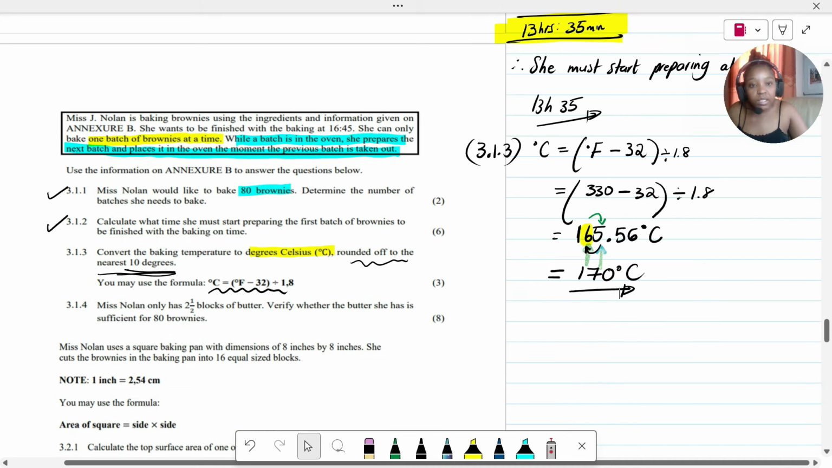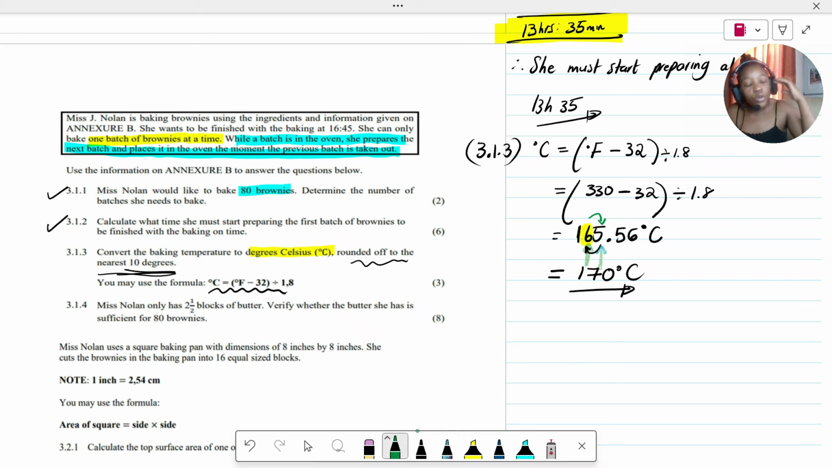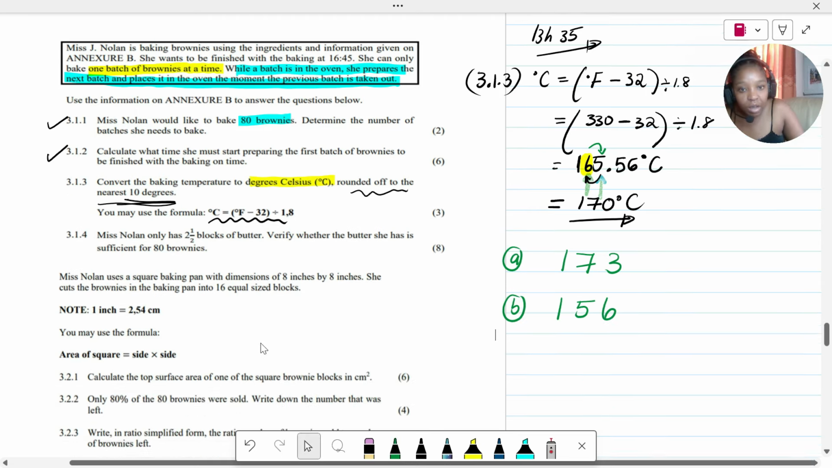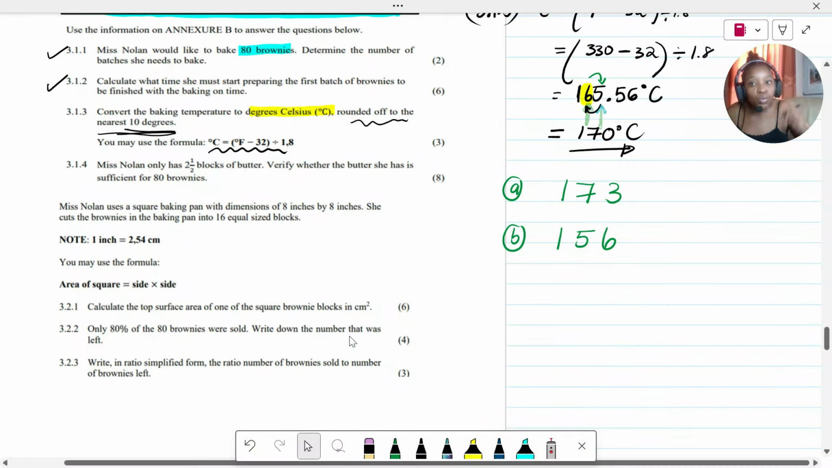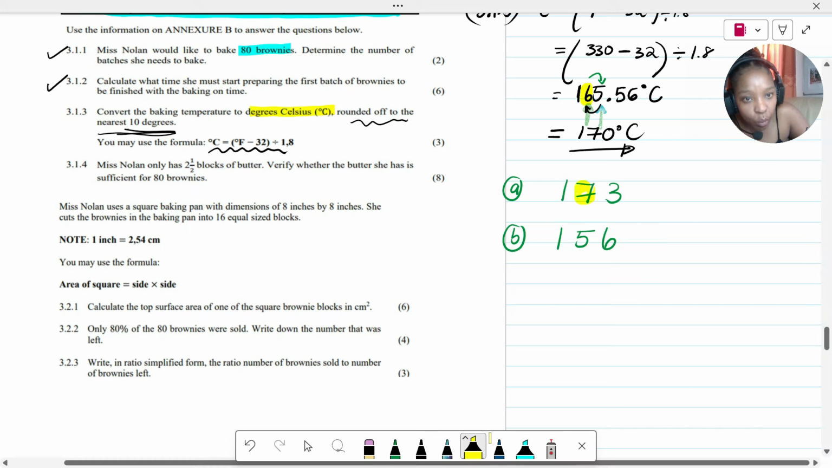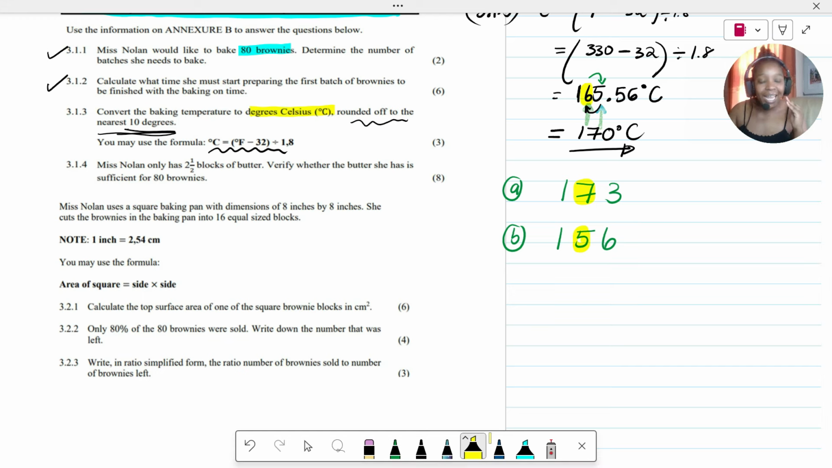170 degrees Celsius. So very important, even if you're given this value, let's just quickly look at it. It's 173, and 156. Now let's quickly look at these two examples. Let's say they ask you to round off these two values to the nearest 10 degrees. That means we want to determine what we need to do to that 7 and what we need to do to that 5, because that 7 and that 5 are in the place value of the tens.